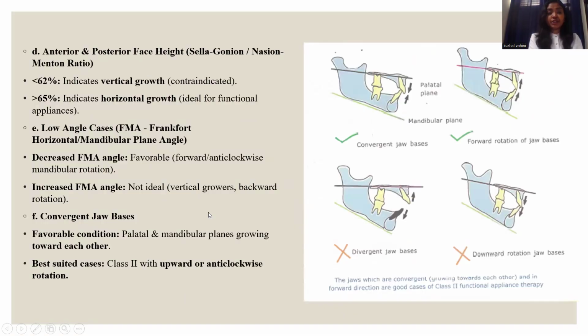So next we have the anterior and posterior facial height, which is the Sella-Gonion to Nasion-Menton ratio. If it is less than 62%, it indicates a vertical growth, which is contraindicated. And if it is greater than 65%, it indicates horizontal growth. In low angle cases, where the FMA and mandibular plane angle are compared, decreased FMA is favorable and increased FMA is not ideal. Then we have convergent jaw bases, which are very much ideal for functional appliances.